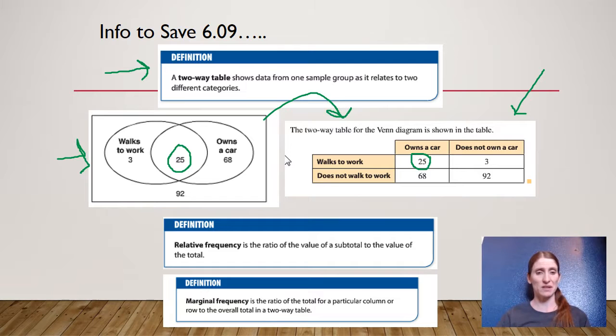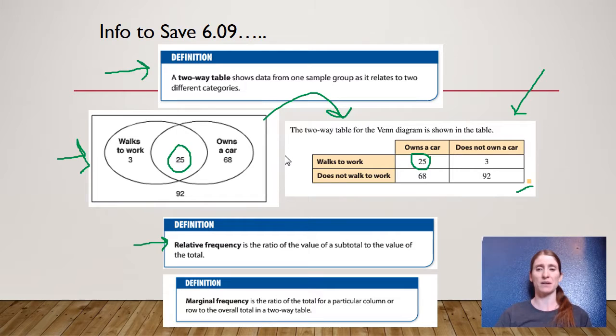Two more definitions. We have something called relative frequency. Relative frequency is the ratio of the value of a subtotal to the value of the total. Okay, so we have a total number of people here, which would mean to add up everybody here, everything that's happening.